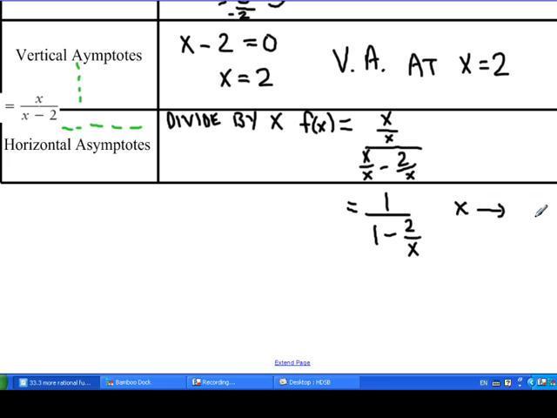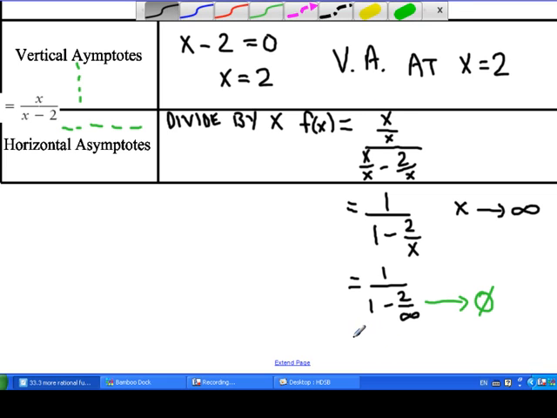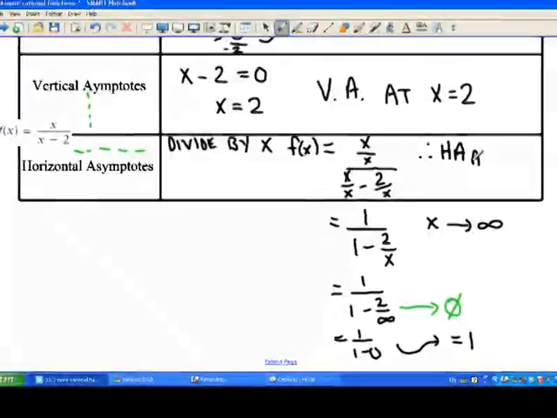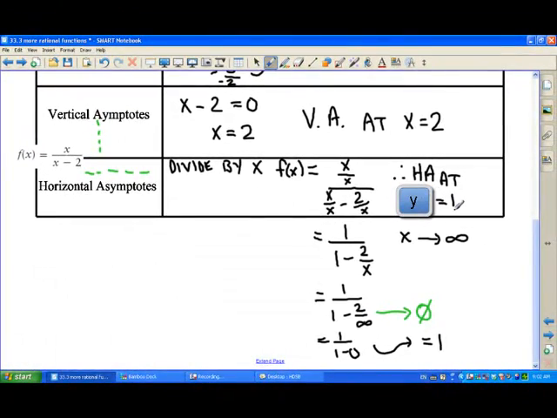And here again, we can imagine pushing our variable towards infinity. I have 1 over 1 minus 2 over infinity. Any number divided by a larger number approaches 0. So that term of 2 over infinity is going to become 0. So I end up with 1 over 1 minus 0, or just 1. So I have a horizontal asymptote at y equals 1.